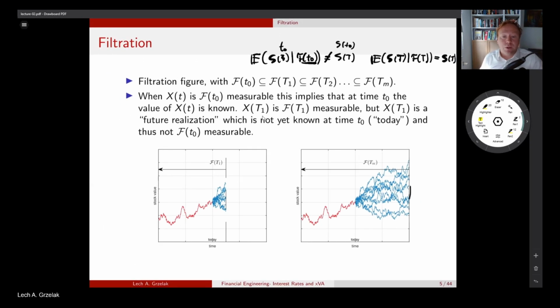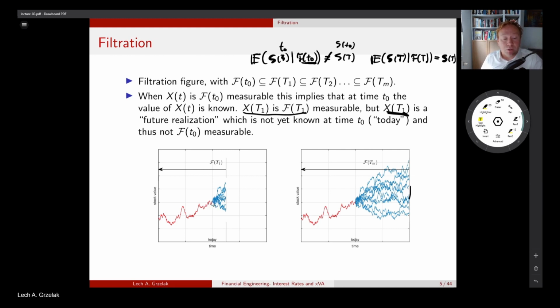So let's have a look here. This is exactly what I just mentioned. We have X_t1, which is F_t1 measurable. So you see this is the same case here. So the expectation will be basically a constant with respect to that filtration. But from today's perspective, it is still stochastic. However, X_t1 or S_t1 is a future realization, which is not known today.